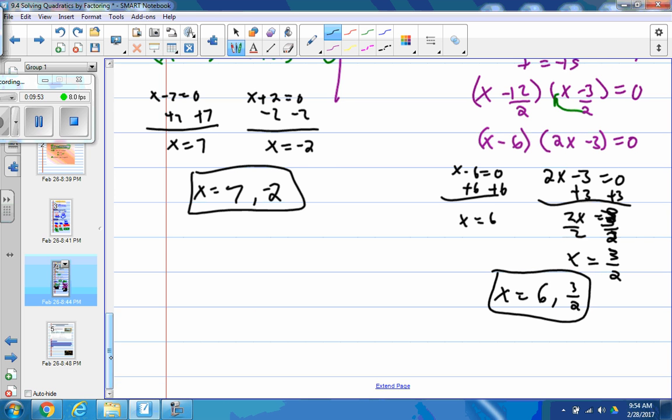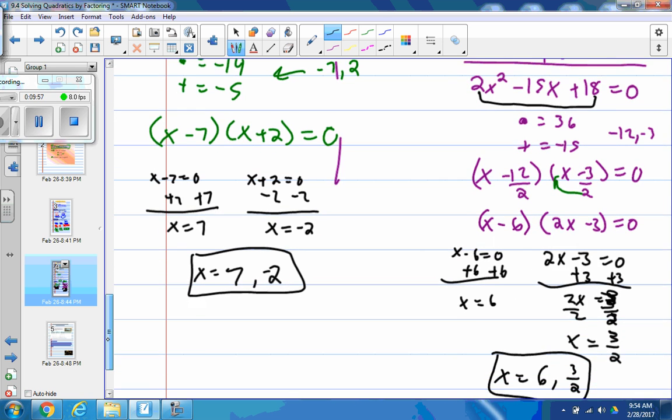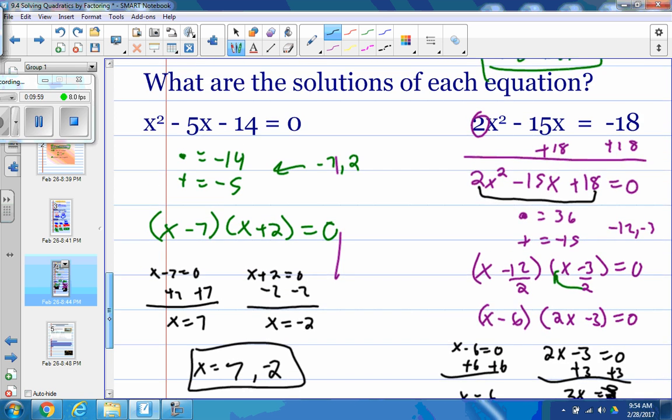Alright, took a little bit more work for that one because there's a little more work to factor it. But then once you factor it, it's again using that zero product property to find the solutions.